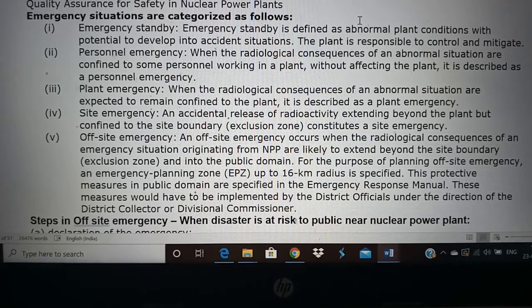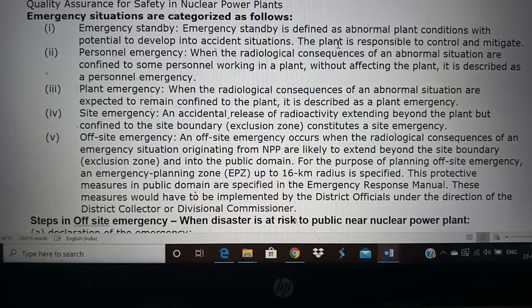Then the plant emergency. This means the whole nuclear plant has an emergency situation. So any abnormality, any accident, any small explosion, any leakage of radioactive material, even the smallest emergency, then the whole plant comes to a shutdown till the emergency situation is overcome, because it is so serious. This nuclear power plant, it's not like one person will die or 2% will die or a small accident will happen. A small accident can lead to a major accident. So that is why they take utmost precaution.